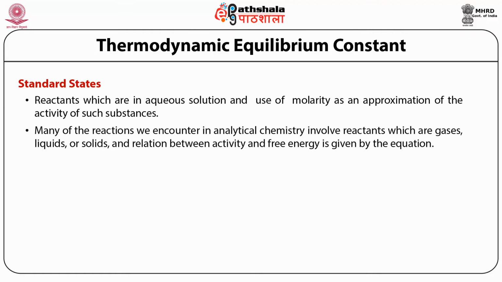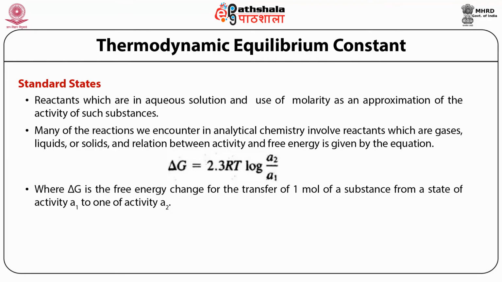Many of the reactions we encountered in analytical chemistry involve reactants which are gases, liquids or solids, and the relation between activity and the free energy is given by the equation denoted here, where delta G is the free energy change for the transfer of 1 mole of a substance from a state of activity A1 to one of activity A2. The free energy of a chemical species depends not only upon the nature and the quantity of the substance but also upon temperature and pressure.